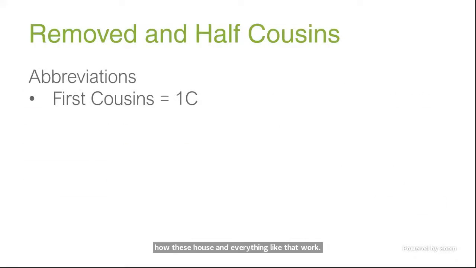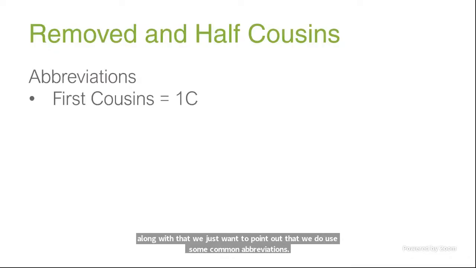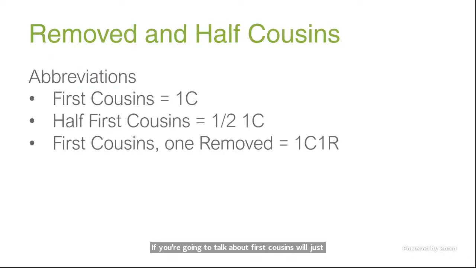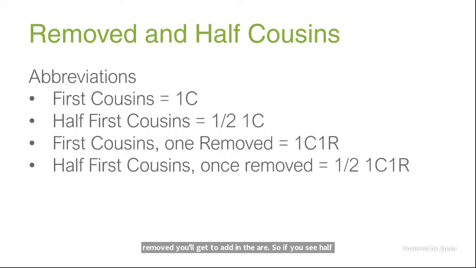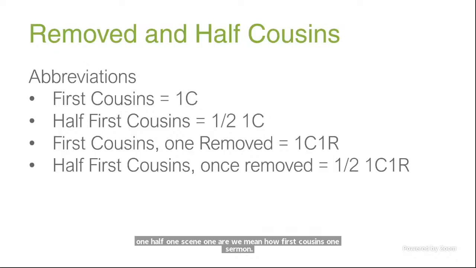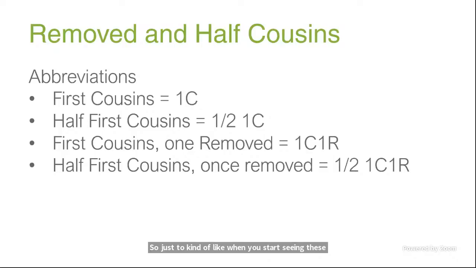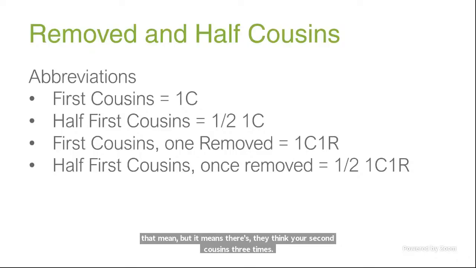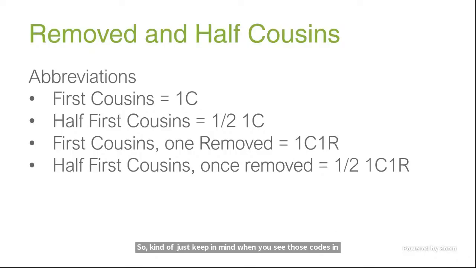Along with that, we just want to point out that we do use some common abbreviations. If you're going to talk about first cousins, we'll just put 1C, half first cousins, 1/2 1C, and removed, you're going to add in the R. So if you see 1/2 1C 1R, we mean half first cousins once removed. When you start seeing these random codes, and people say you're my 2C 3R, and you're like, what does that mean? It means they think you're second cousins 3 times removed. So keep in mind when you see those codes, we're coding things just for convenience's sake, but sometimes it gets a little confusing.